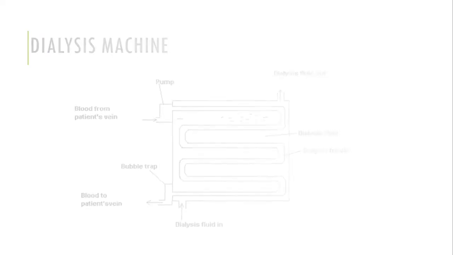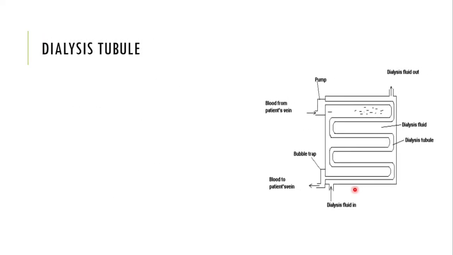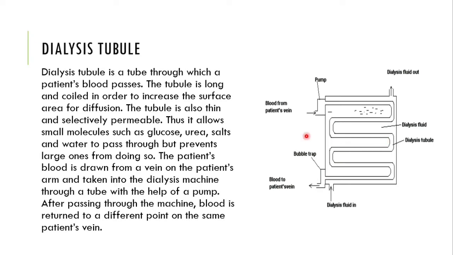Alright, let's look at the dialysis tube, this coiled tube. The dialysis tube is a tube through which a patient's blood passes. The tube is long and coiled in order to increase the surface area for diffusion. So it's coiled to simply increase the length, and as the length increases, the surface area also increases.